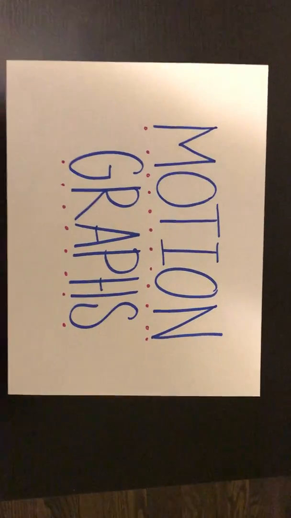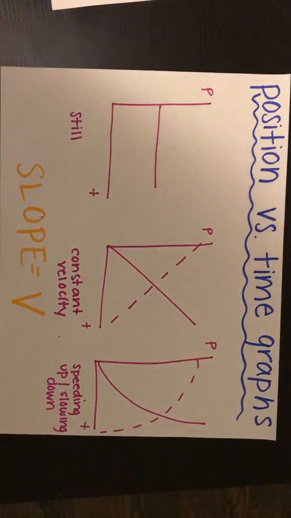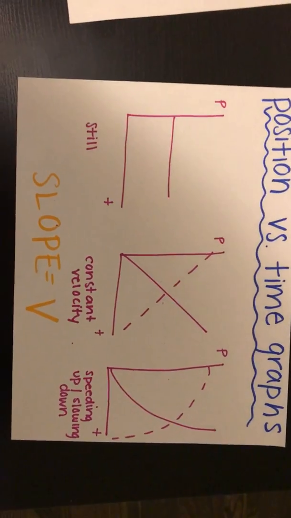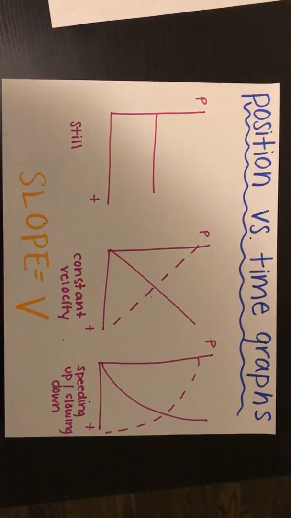This video will give you a brief overview of how to analyze motion graphs. The first motion graph we're going to talk about is a position versus time graph. If you analyze the slope of a position versus time graph, you will be able to learn a lot about the velocity of your object.